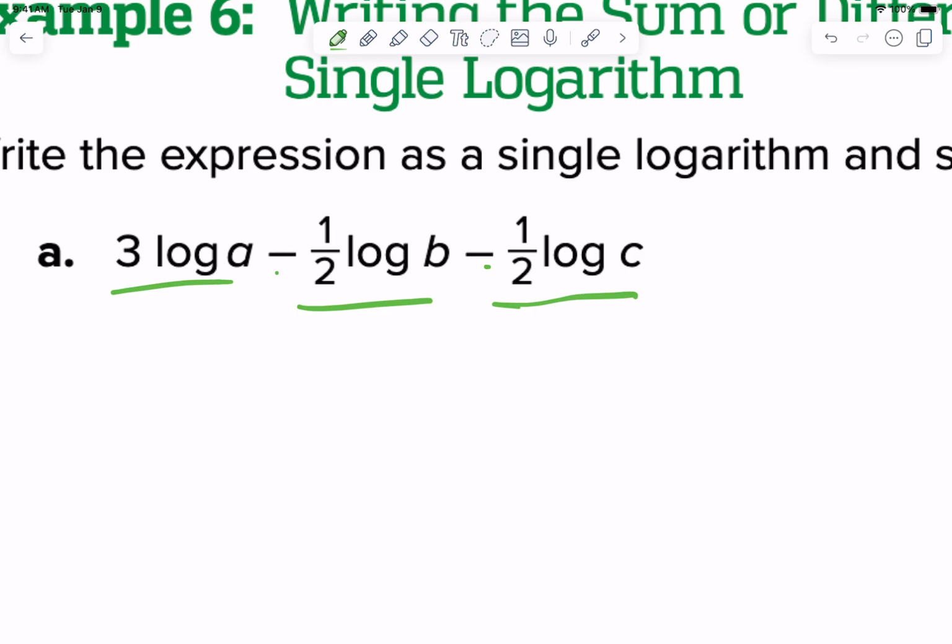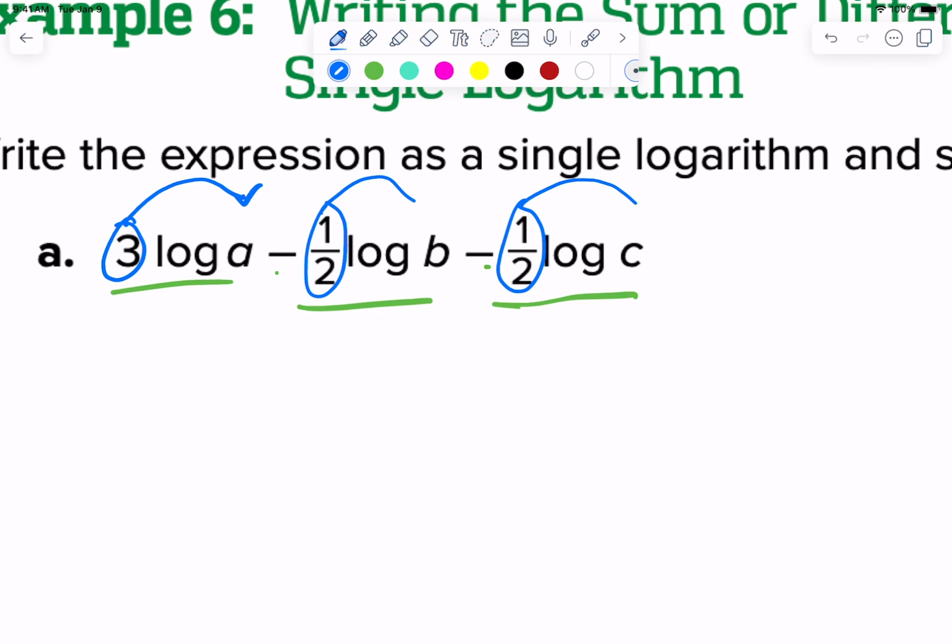First and foremost, we've got to move these numbers to the back. The 1/2 gets moved to the back. So this is now a to the 3rd power, yeah? This is b to the 1/2 power. What's the 1/2 power mean? The square root. So instead of 1/2 power, I'm going to write it as the square root of b. And c is also to the 1/2 power, so this is the square root of c. So I'm going to get rid of my 1/2s and my 3.